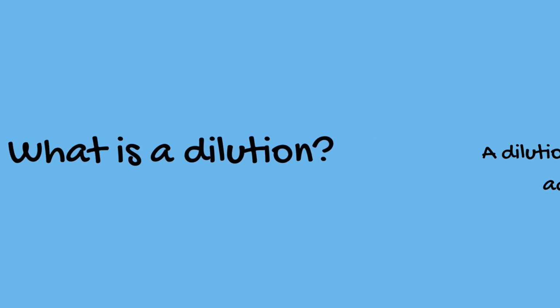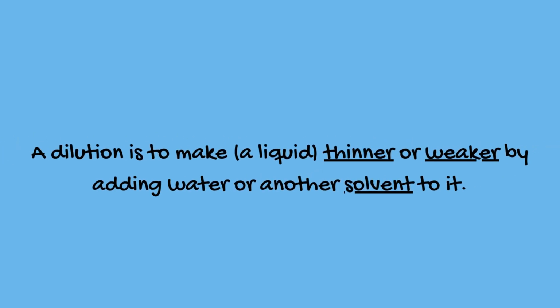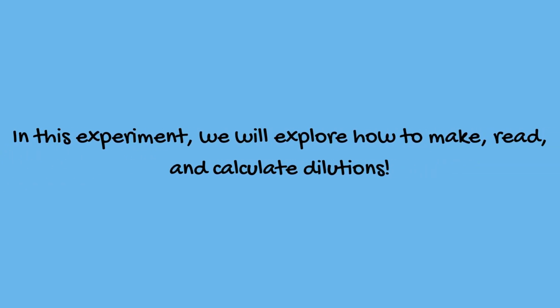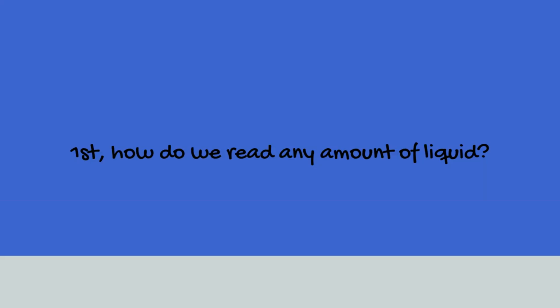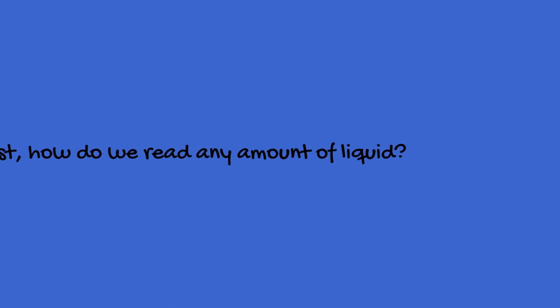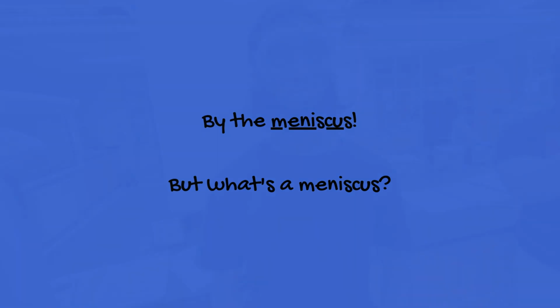What is a dilution? A dilution is to make a liquid thinner or weaker by adding water or another solvent to it. In this experiment, we will explore how to make, read, and calculate dilutions. First, how do we read any amount of liquid? By the meniscus. But what's a meniscus?